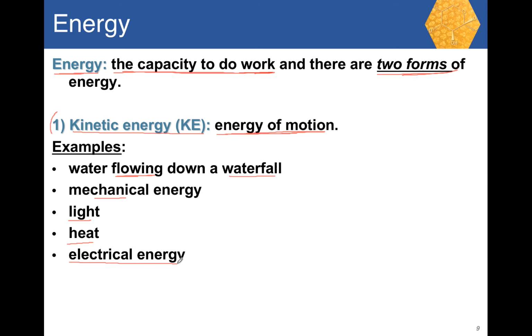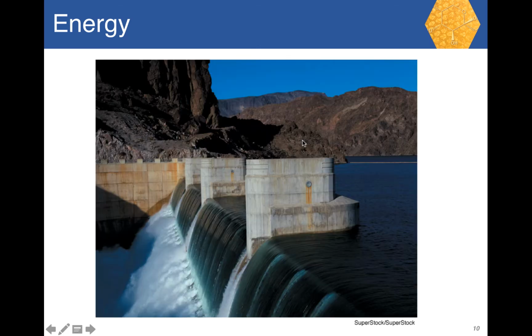So from this, what you should be able to do is take any example and utilize this definition, energy in motion. The key here is in motion, to determine if it's kinetic energy or not. Let's look at this example here. As you can see, here is a dam and the water is coming down. Water in motion. Therefore, this description here is kinetic energy.